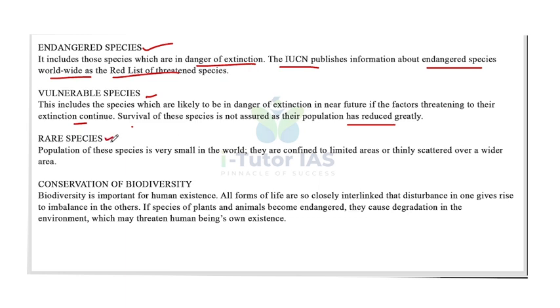Now third one, rare species. The population of these species is very small in the world. They are confined to limited areas or thinly scattered over a wider area.